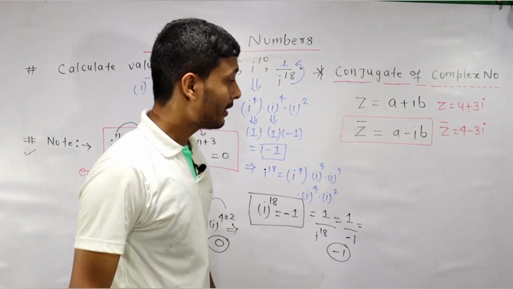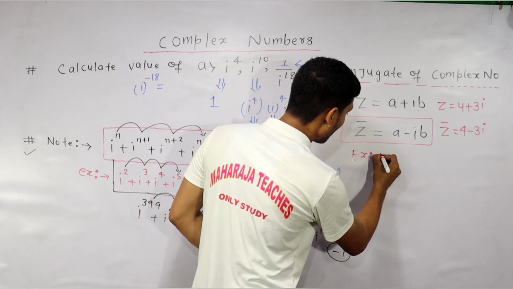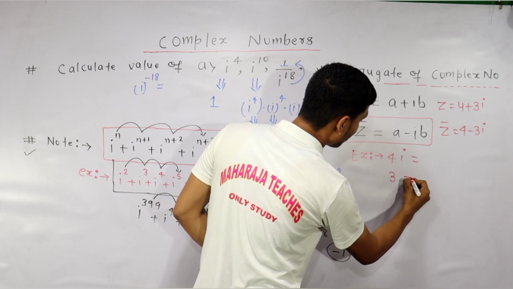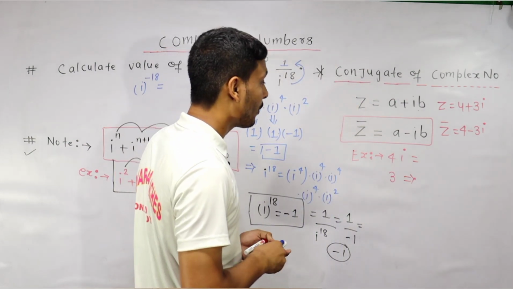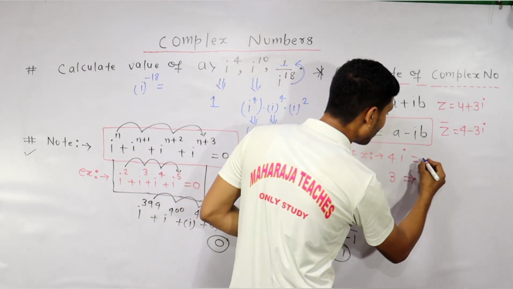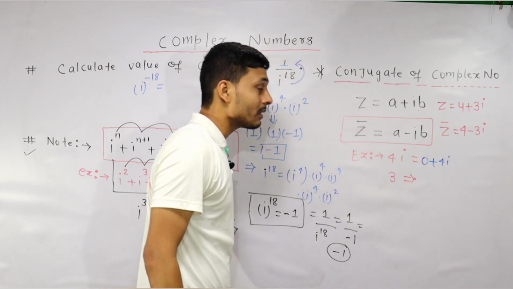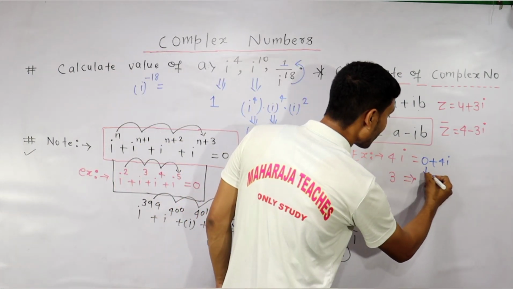Example, let's take, if you are given 4i. What is 4i? We can write 4i as 0 plus 4i. Is it also a complex number? Yes, this is also a complex number because it is real plus imaginary.